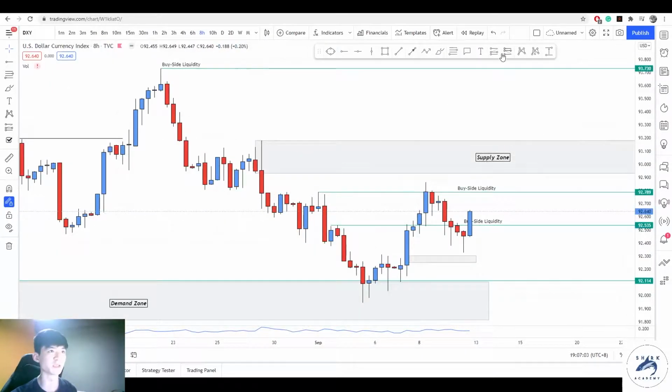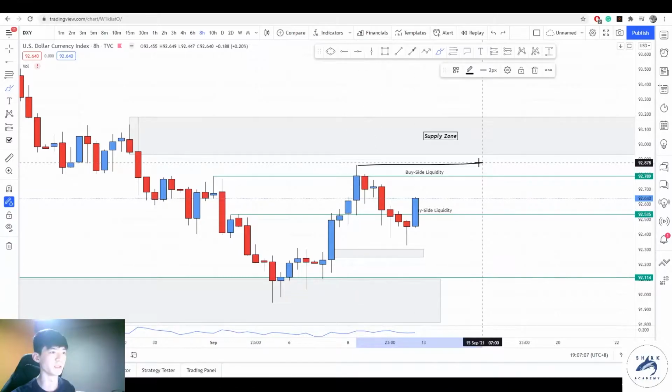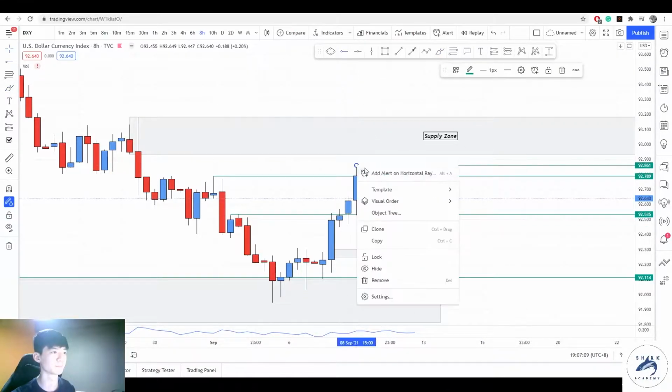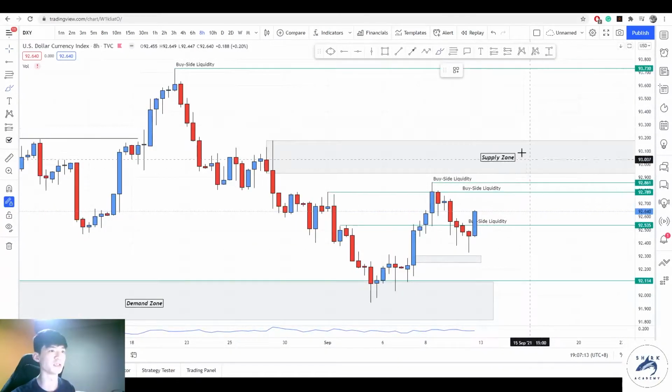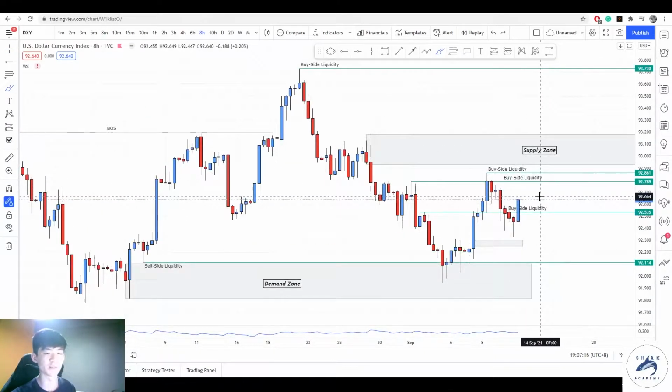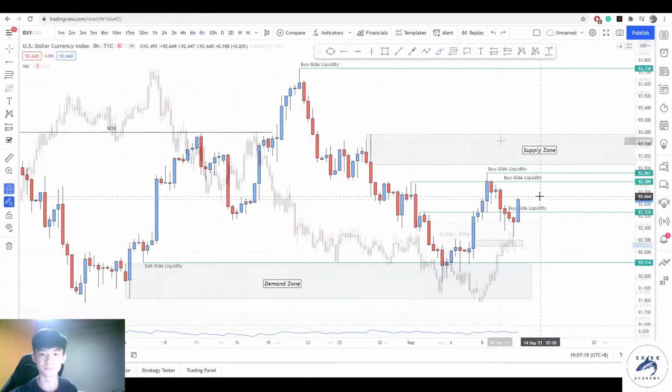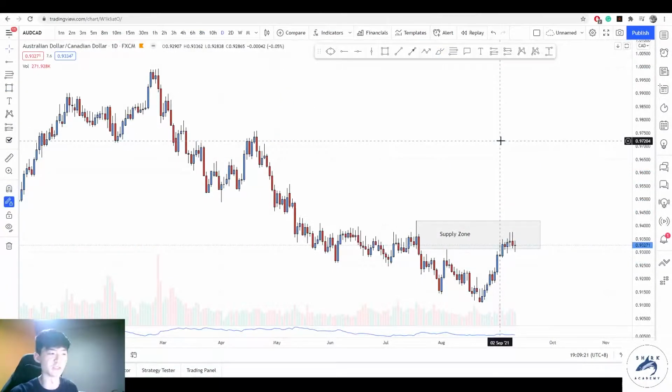So now prices make their way back, and from here, we are looking to target liquidity highs here. This would be my next buy-side liquidity and ultimately into the supply zone. So I'm still buying dollar. Next up, we have the Aussie CAD.